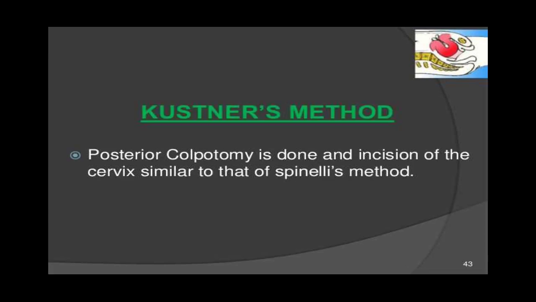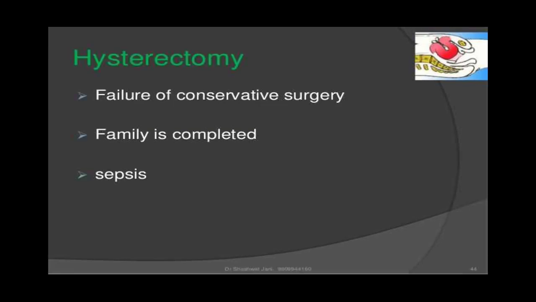Next is Kushner's method, in which a posterior colpotomy is done and the incision of the cervix is similar to that of Spinelli's method, the same anterior and posterior, only the difference is there. Next is hysterectomy, which means removal of the uterus. This is done if conservative treatment fails, meaning there is no chance of recovery or no chance with conservative surgery, then they'll go for hysterectomy. If the family is completed also, they'll go for hysterectomy.